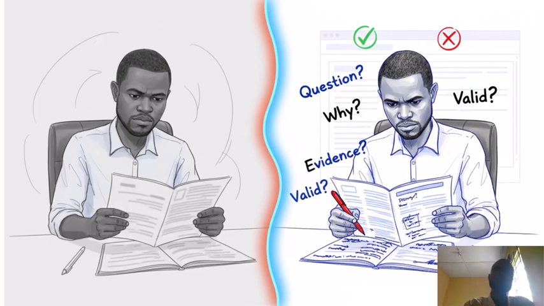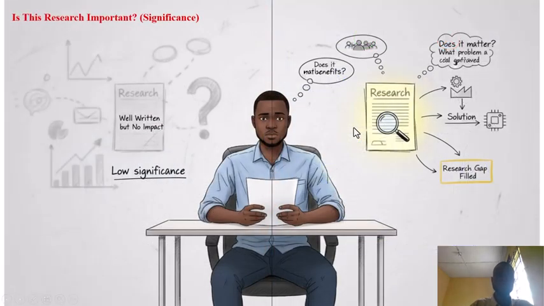The 5-question framework for reviewing research papers. Instead of feeling overwhelmed, you can simplify the entire process into 5 key questions. If you answer these 5 questions properly, you can review almost any paper effectively. Let's go to the questions. Question number 1.